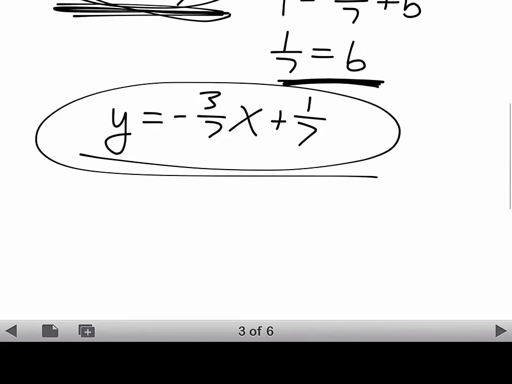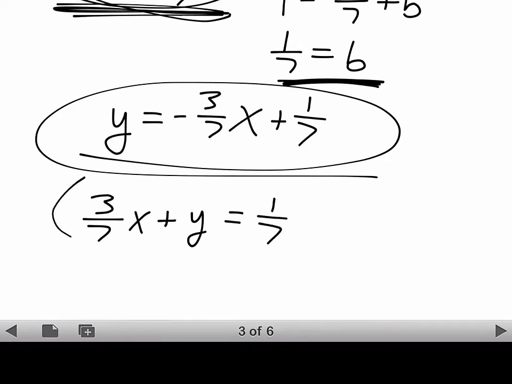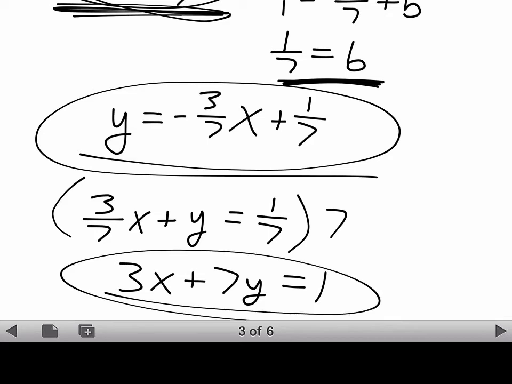If I were asked for standard form, I would first add 3/7 x to both sides, getting x and y on the same side, and then multiply everything by 7 so that my final answer has no fractions. 3x plus 7y is equal to 1. And again, depending on context and the instructions, either of these could be the solution to the problem.